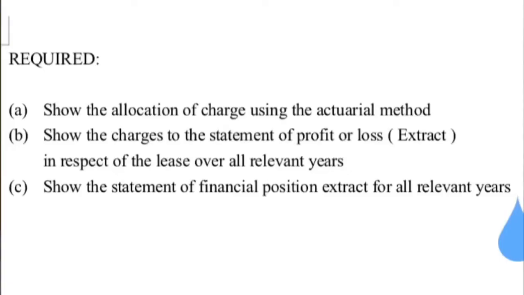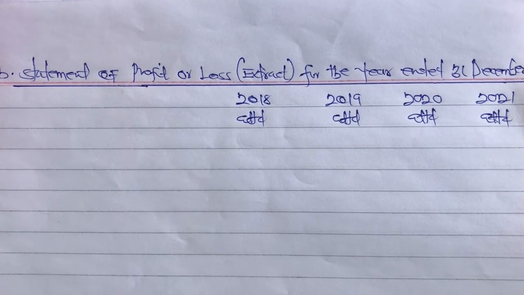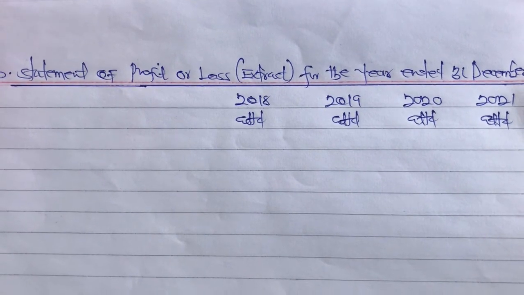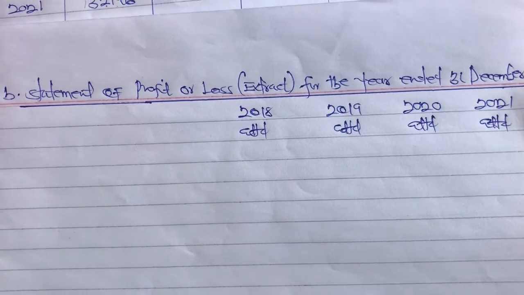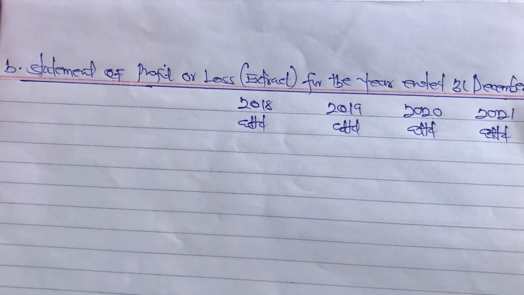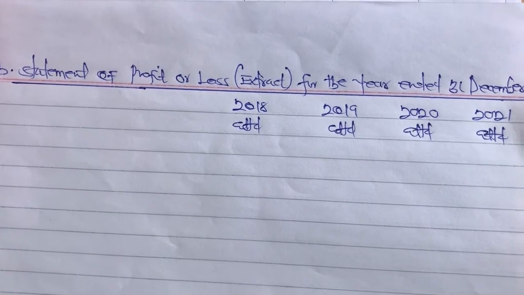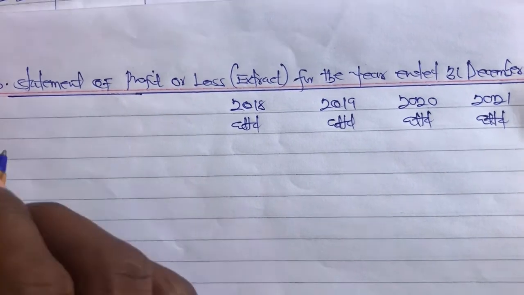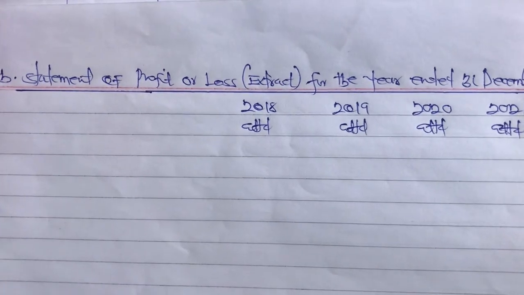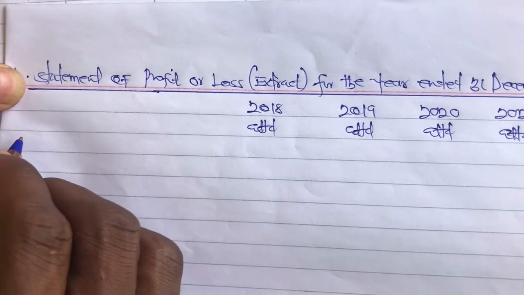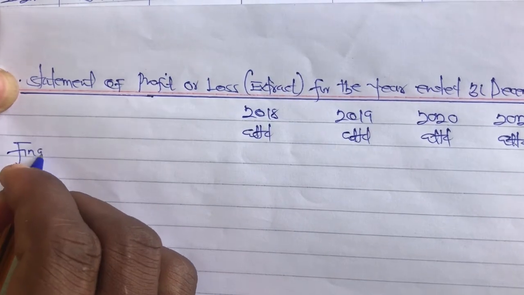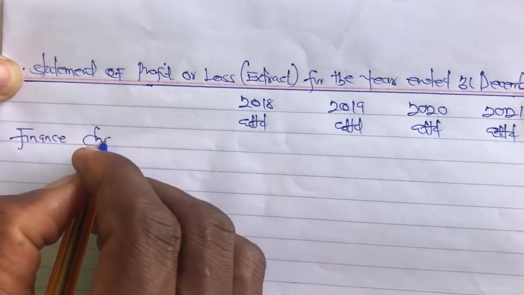With the second requirement, it says that we should show the charges to the statement of profit or loss extract in respect of the lease over all relevant years. So let's see how we do that. We are showing the statement of profit or loss. The only items that are going to enter into this account are the finance charge and the depreciation charge. The finance charge has already been determined with the schedule.